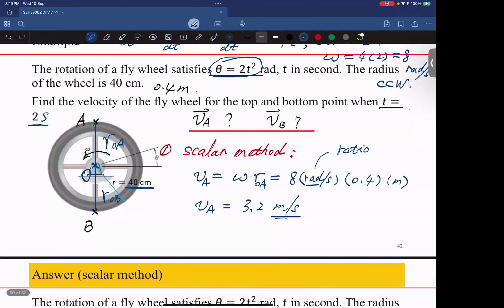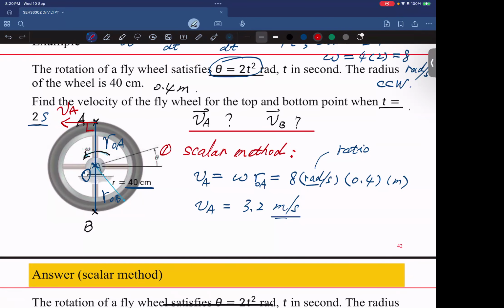In scalar method, we find VA, the magnitude, and then we need to find the direction. Direction is easy because it moves counterclockwise. Counterclockwise means point A will move to the left, right? At the same time, it should be perpendicular to ROA and point to the left. And so this is VA.